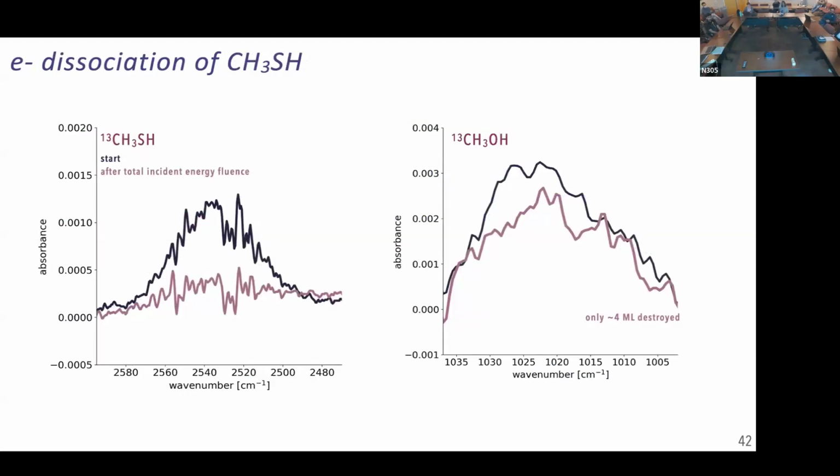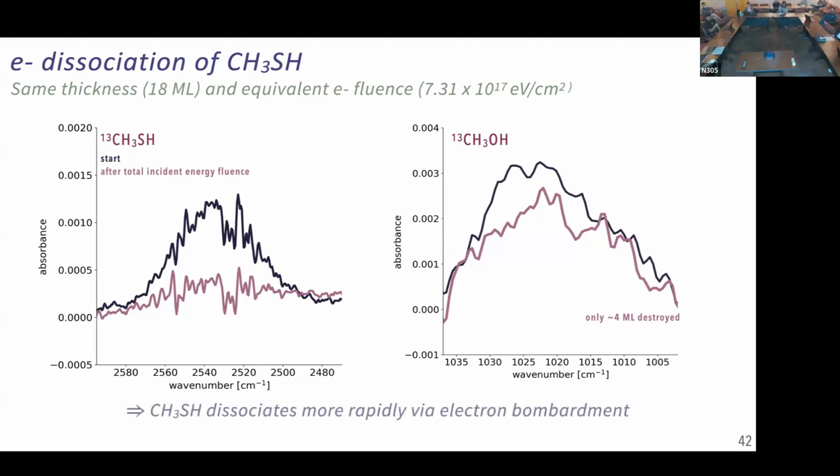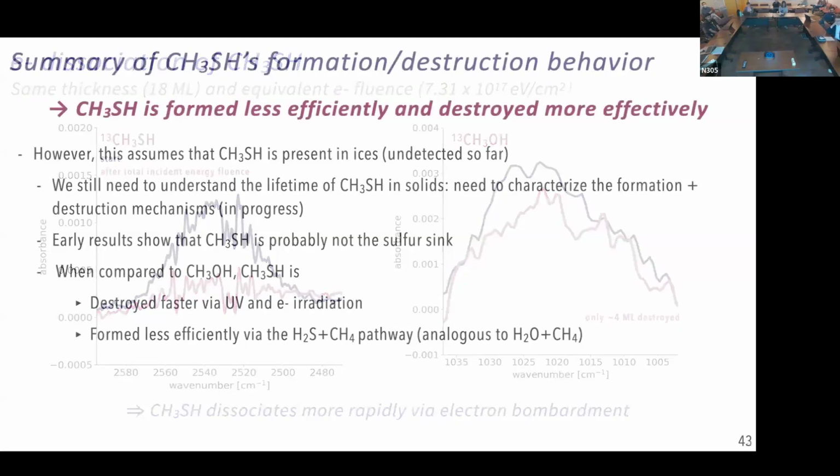And simply, I haven't been able to do a bunch of these destruction experiments just because of figuring out our IR issues, but this is a sample irradiation spectrum. And what we find here is basically the same thickness of molecules and equivalent electron fluence. And basically what we find is that all of the methyl mercaptan is destroyed, whereas very little of the methanol is destroyed. And so this just means that methyl mercaptan is dissociating more rapidly.